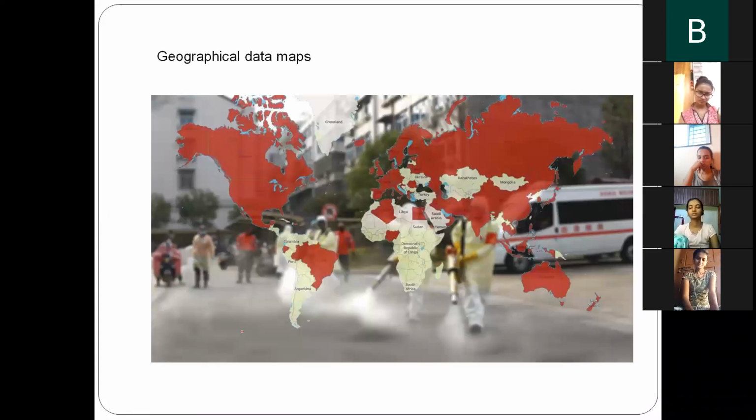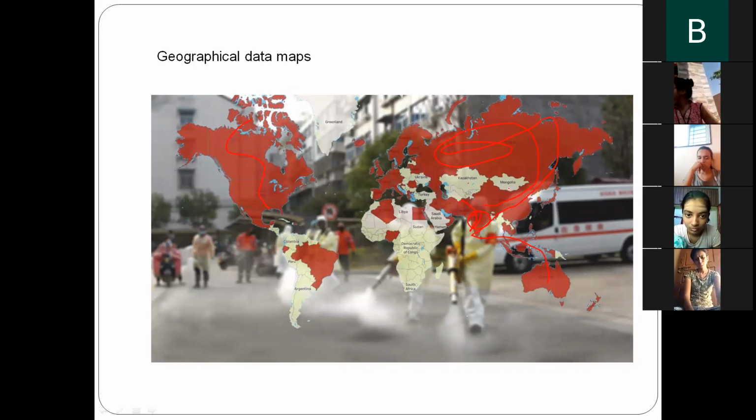Next is the geographical map, data maps. This is about the geographical data maps of COVID-19. Here all the data is shown. COVID-19 is more here. Here also it's more. In India also it has already spread. Only in some places is it not there. Go to this one. This is the geographical data map.